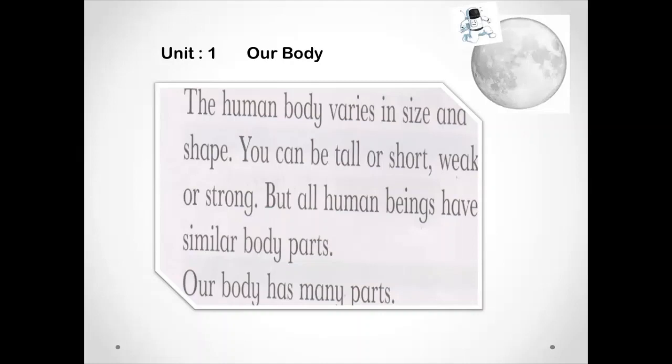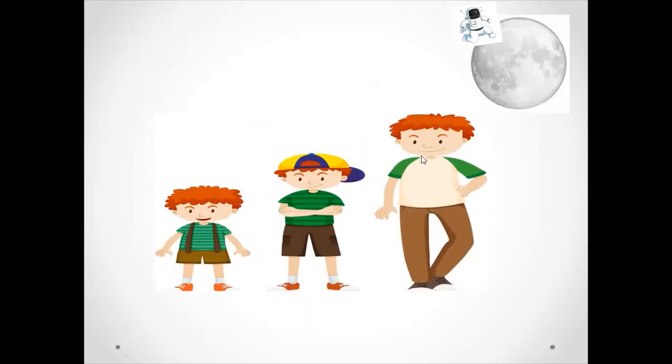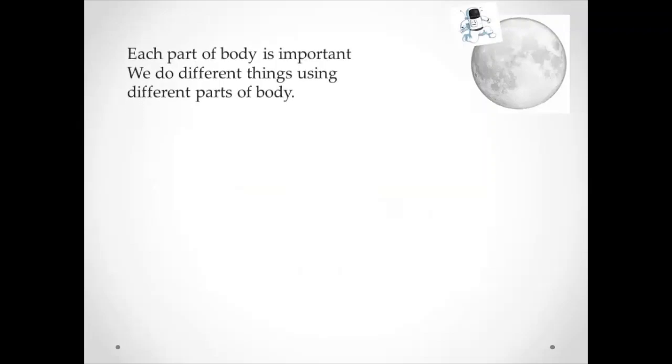Our body has many parts. What do they say in these slides? I'll explain in the next slide with the help of a picture to be more clear. Now look at this picture. You may be tall or short, weak or strong, but all human beings have similar body parts. For example, everybody has two legs, two eyes, two hands. Our body has many parts and each part is very important.